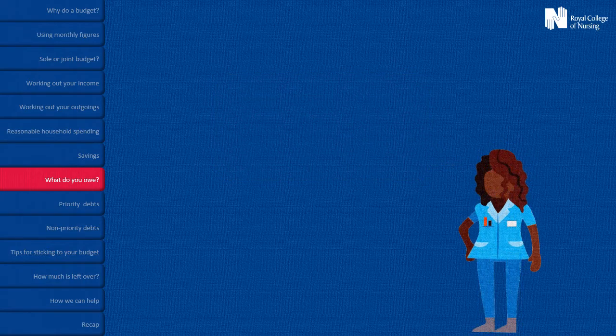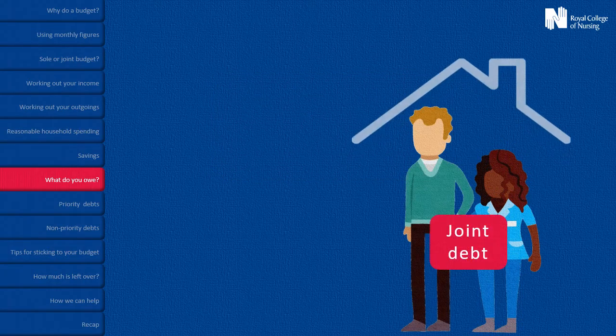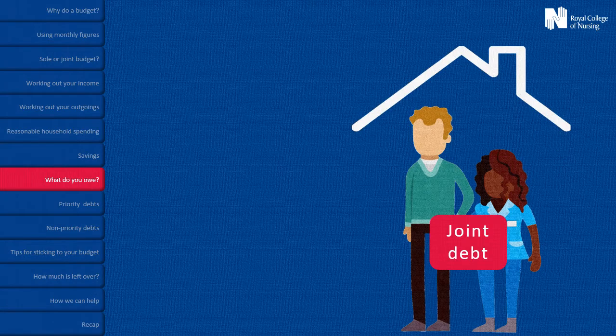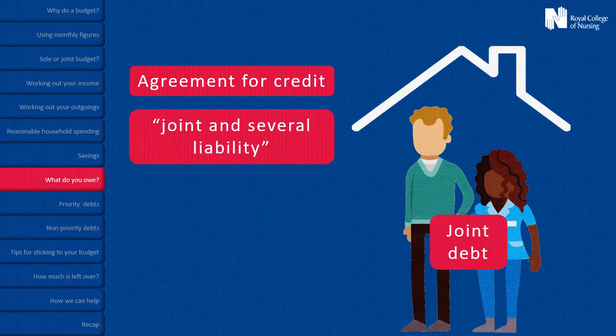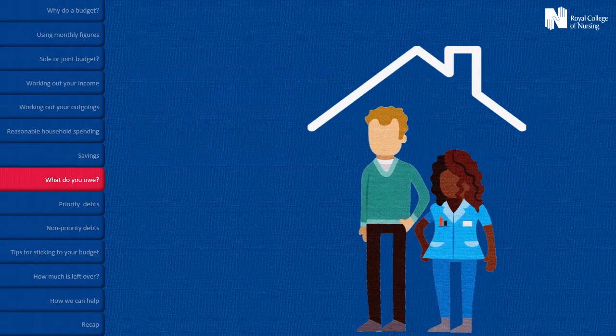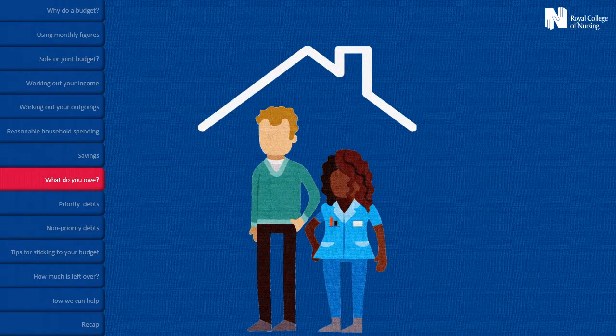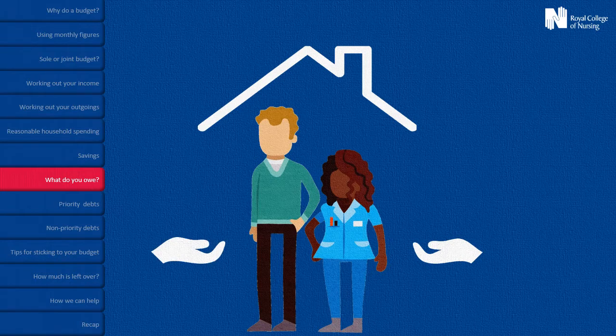Do you have joint debt with another person? If you have taken out an agreement for credit with another person, you are usually both responsible or jointly liable for the full amount owing, not part of it. This is called joint and several liability. So, if you take out a loan with a partner, the lender can ask you or your partner to repay the whole debt.